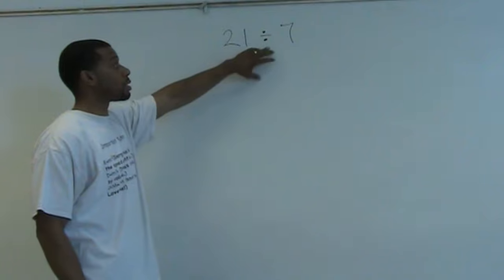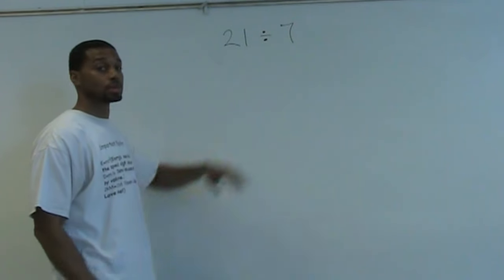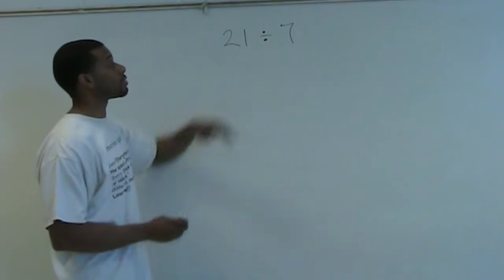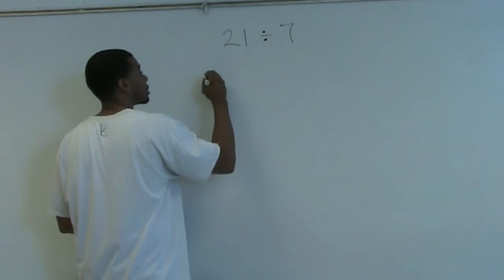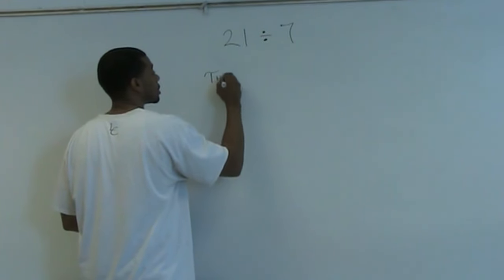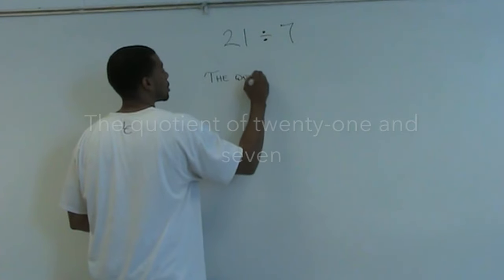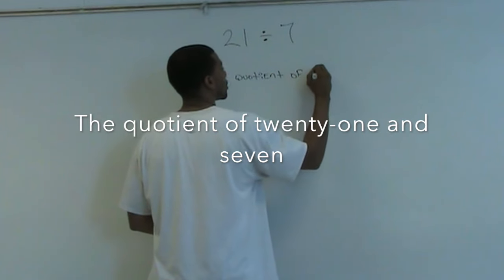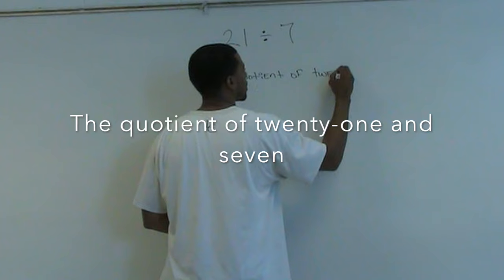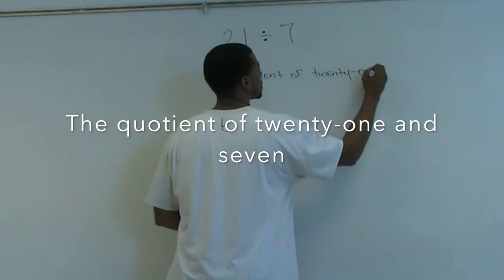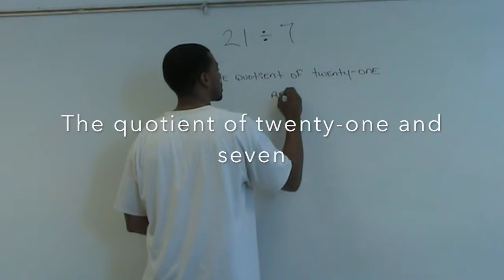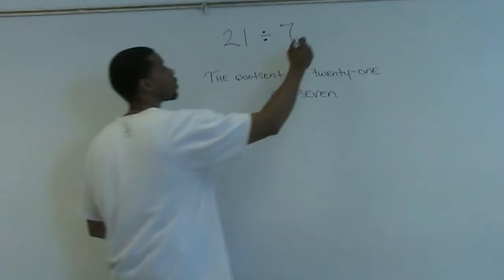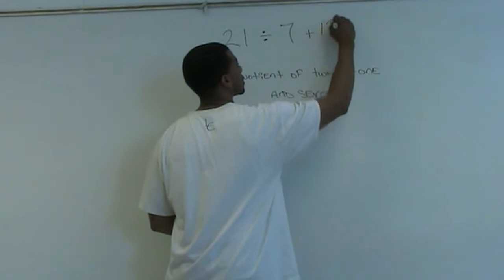All right, now we're going to go from numbers to sentences. So here I have 21 divided by 7. 21 divided by 7 can be written as the quotient of 21 and 7.